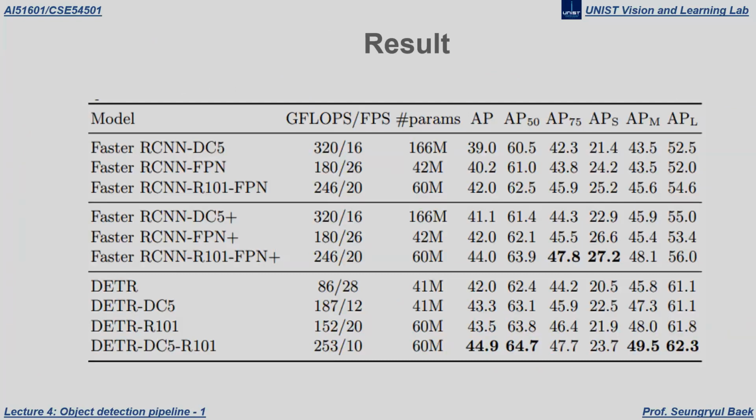And this is the result obtained from the DETR, and it is compared with Faster R-CNN. And we can see that DETR's performance is better than Faster R-CNN. And this is sensational because in Faster R-CNN, there is some post-processing, which is heuristic, but DETR is compared to Faster R-CNN without that kind of post-processing. So without that kind of heuristics, DETR outperforms Faster R-CNN.